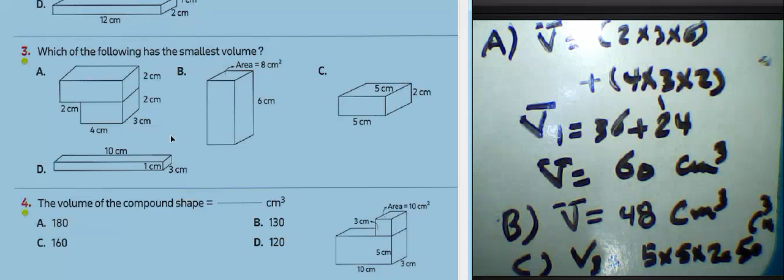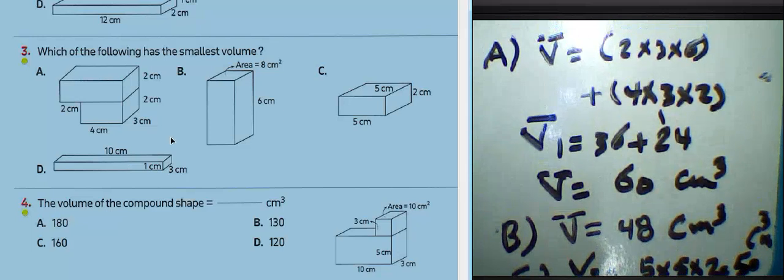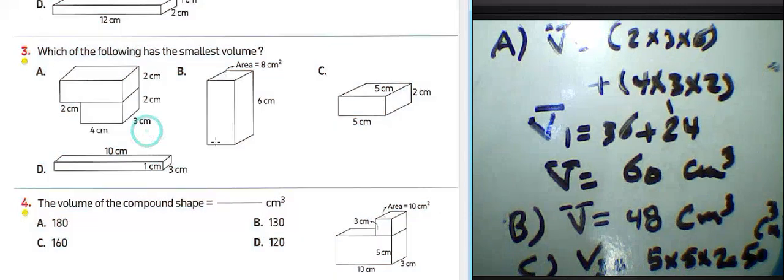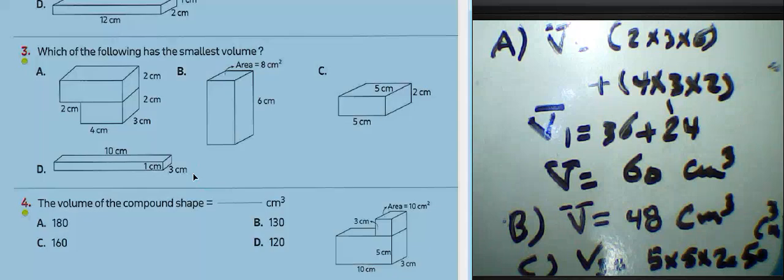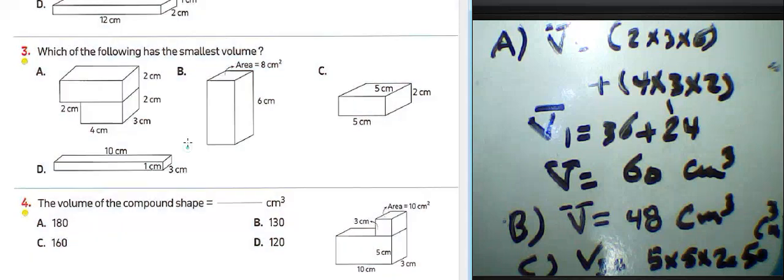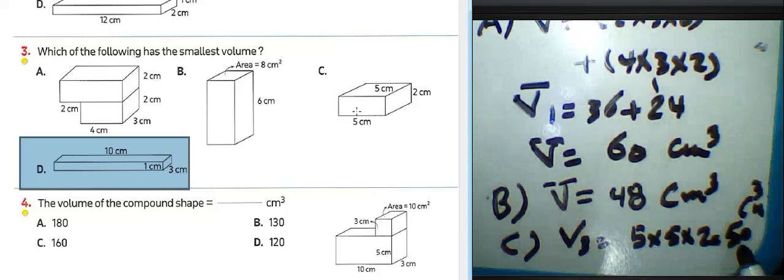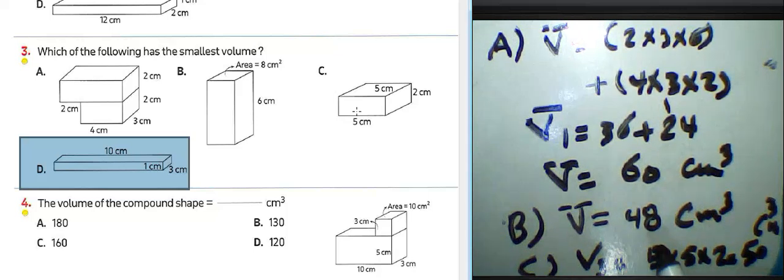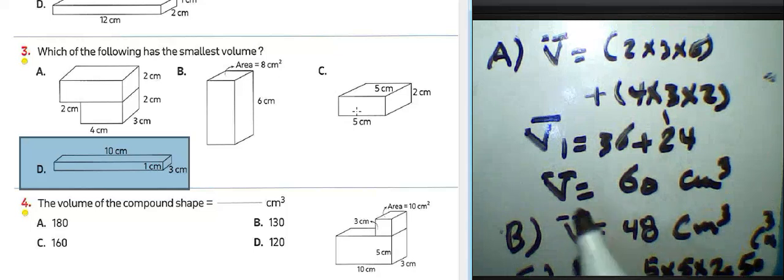He asked about the smallest. The smallest will be what? Will be letter D. This is the smallest volume. 1 times 10 times 3 equal 30 cubic centimeter. But letter C, the volume was 50 cubic centimeter, and letter B, volume was 48 cubic centimeter, and letter A, volume was 60 cubic centimeter.